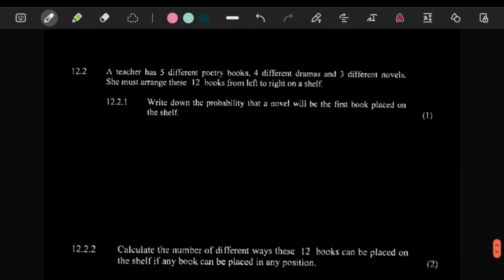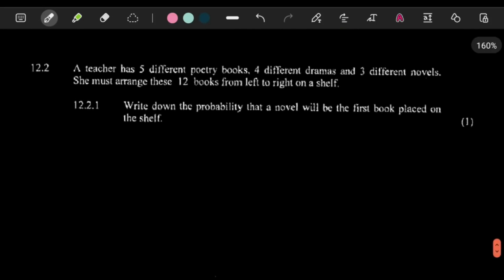Question number 1. We have question number 1 here. 12.2.1. It says a teacher has 5 different poetry books, and then 4 different dramas and 3 different novels. So how many books in total? 5, 9, 10, 11, 12. So 12 books in total. She has 12 books. Very interesting. Very nice, madam. With these 12 books, they say the following.